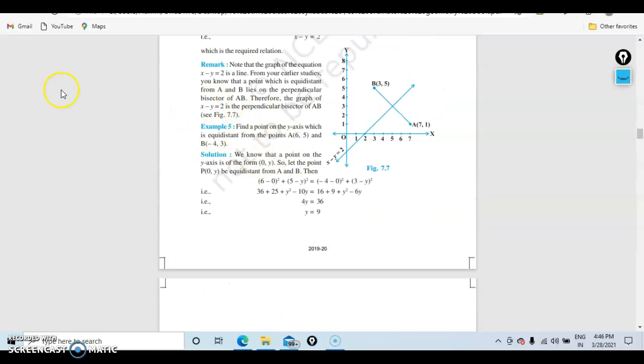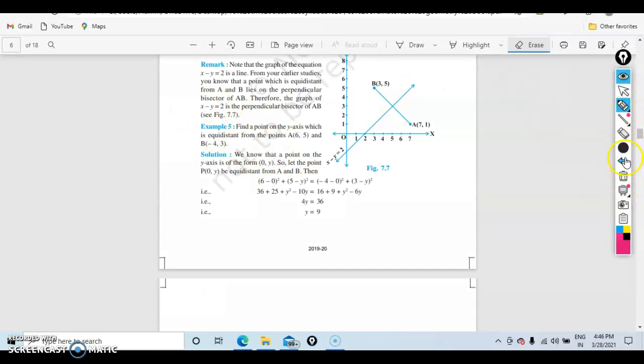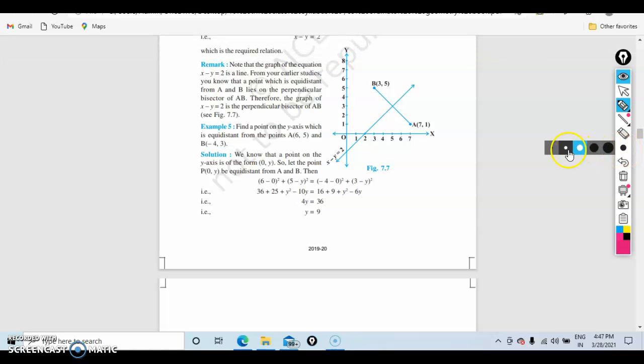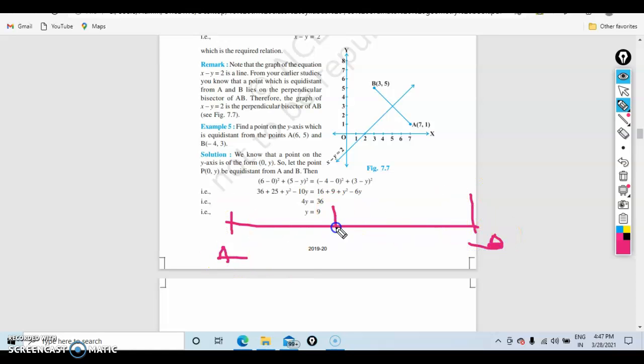Next, coming to this one, the same thing, but what will happen? They are giving some extra information related to the point. See, find the point on the y-axis which is equidistant from the points A and B. Now they are talking about equidistance. Equidistance means one point is dividing the total part into two equal parts. So the point will be x, y.